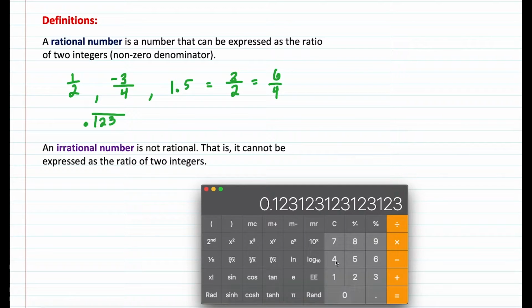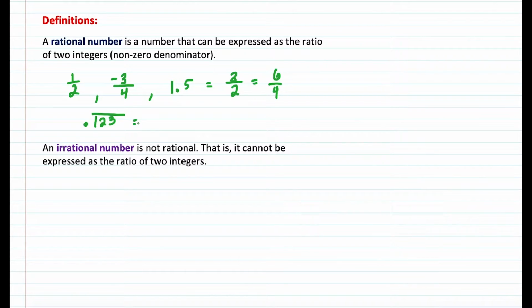I could also have something like 4 over 99, which is a repeating 0.040404. So we could take that information from the calculator here and show that repeating decimals can be expressed as the ratio of two integers. And before we had 0.04 repeating, which is 4 over 99.